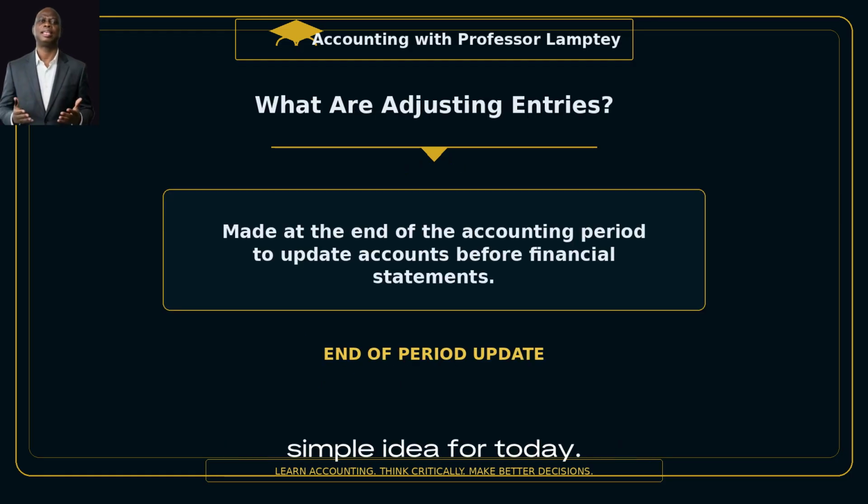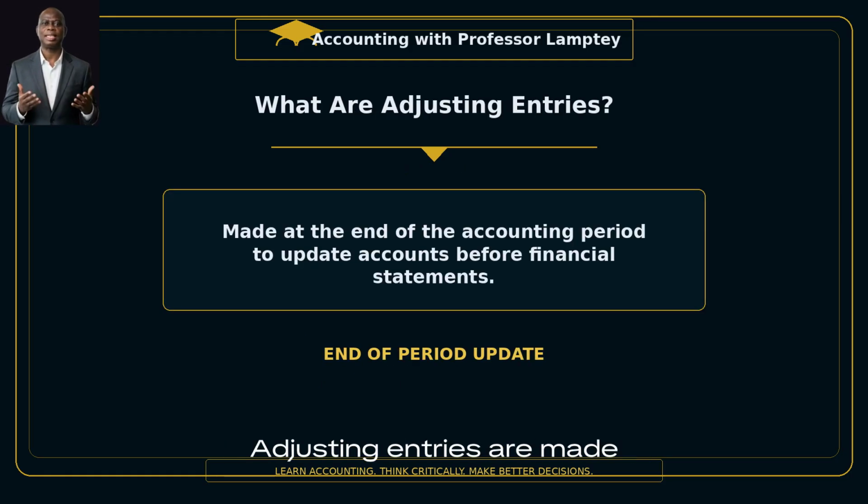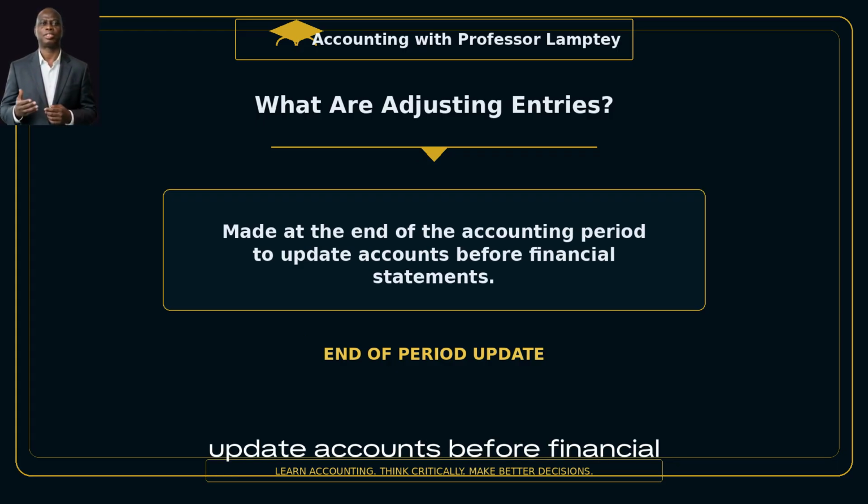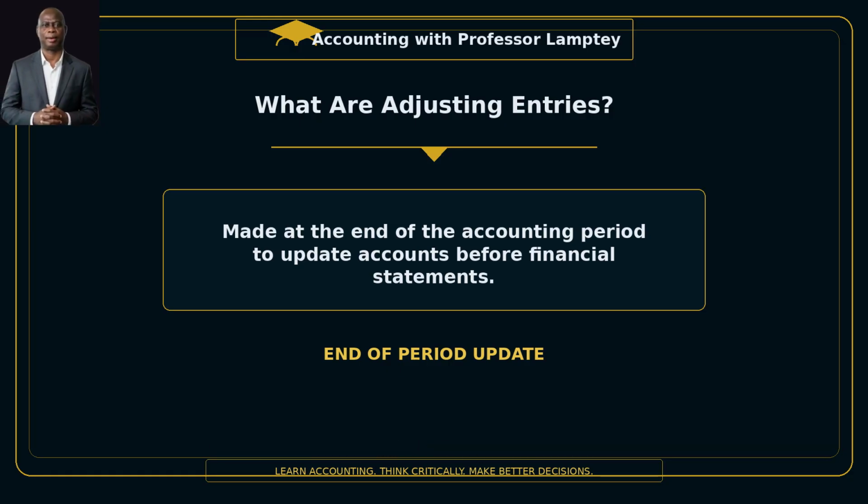So here's the simple idea for today. Adjusting entries are made at the end of the accounting period to update accounts before financial statements are prepared. They help make sure revenues and expenses are recorded in the correct period.